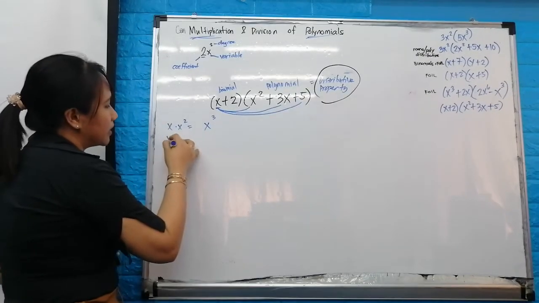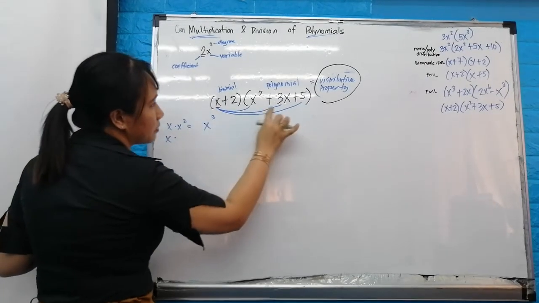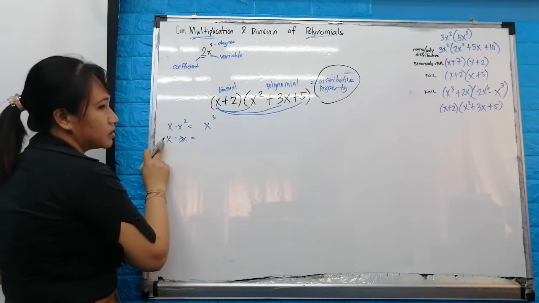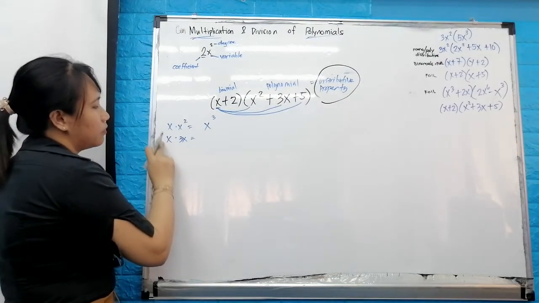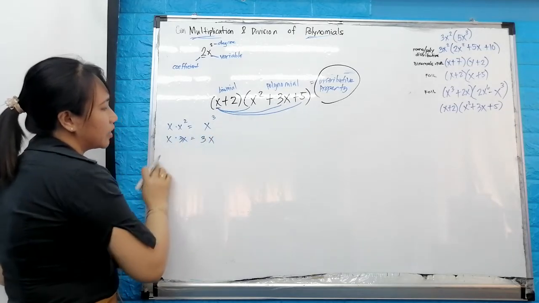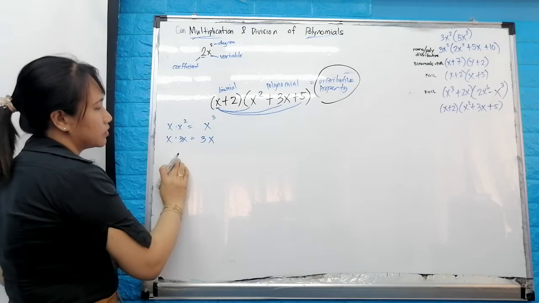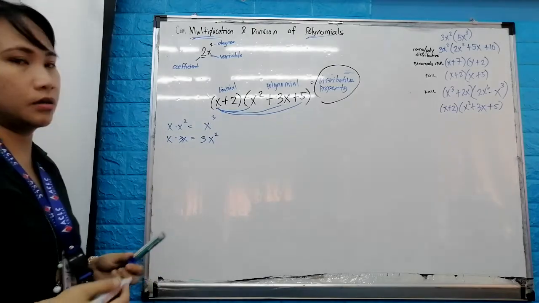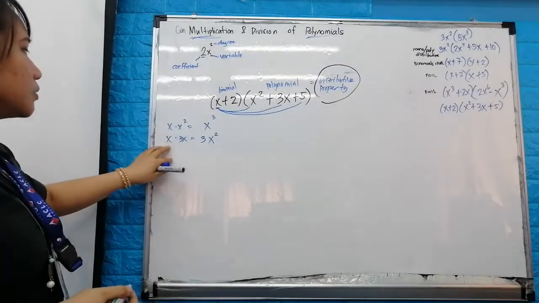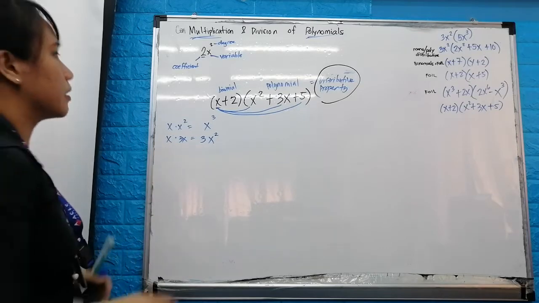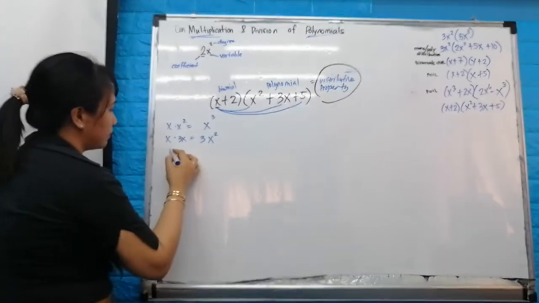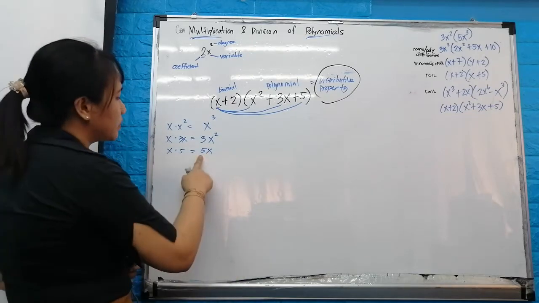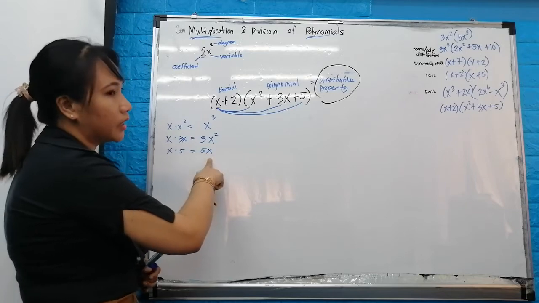Okay, and then x again, x times 3x. Because you cannot see a number here, that means it is 1. 1 times 3 is 3. You take the variable and add the degrees. So you've got 1 here and 1 there, so it must be squared: 3x squared. Next, x times 5. That's very simple: 5x. You always put the coefficient in front, followed by the variable.